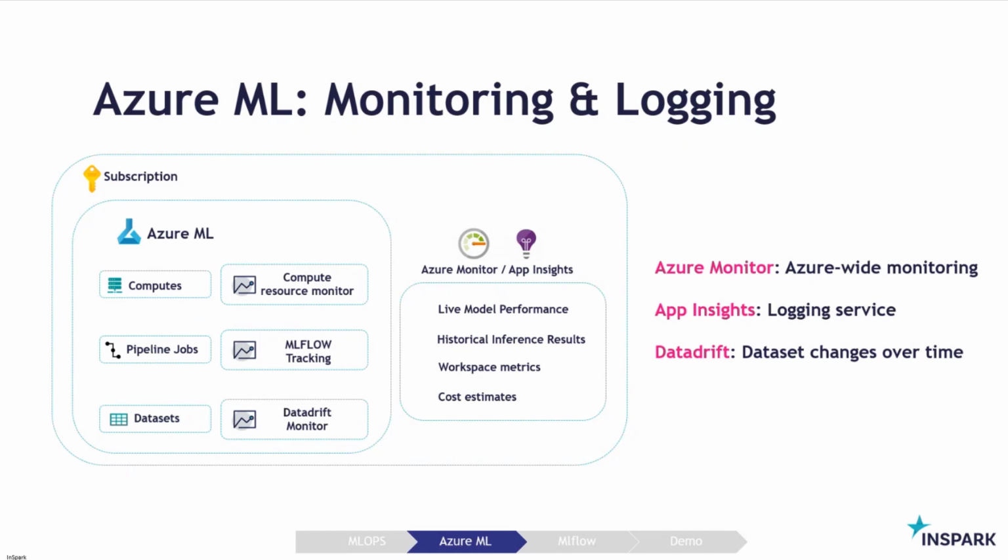A lot of the things can be monitored from within Azure Machine Learning, but Azure Machine Learning generates a lot of other metrics and other logs. And if you want to have more advanced logging, then you need to use application insights. For example, inference results for your endpoints and workspace activity, like the creation of compute resources, are then available within application insights.